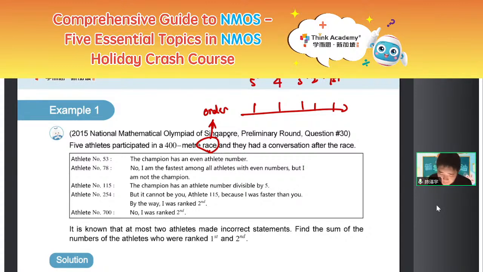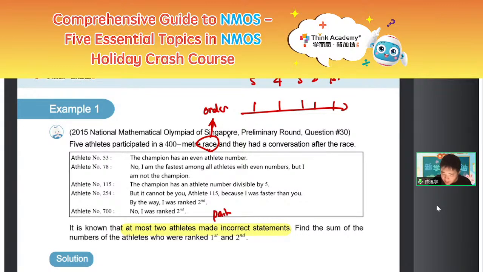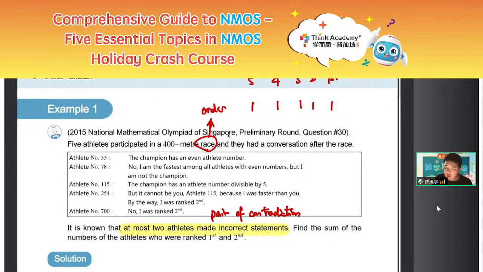Okay. Now, here, each of them has made a statement, and we know that at most 2 athletes made an incorrect statement. So you know what? I now want everybody to read through the 5 statements carefully and give me a pair of contradicting statements. Contradictions. Okay, which 2 athletes are contradicting each other?